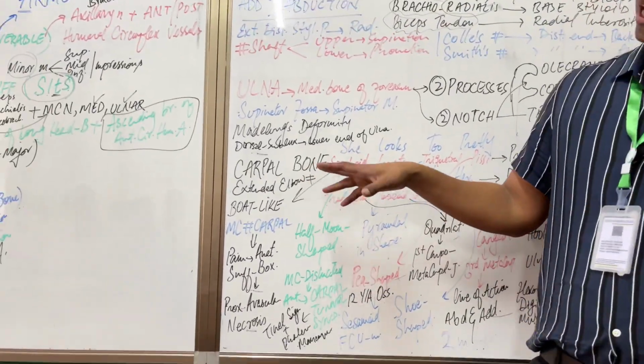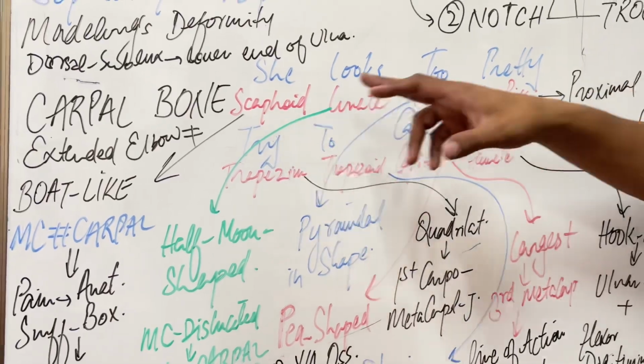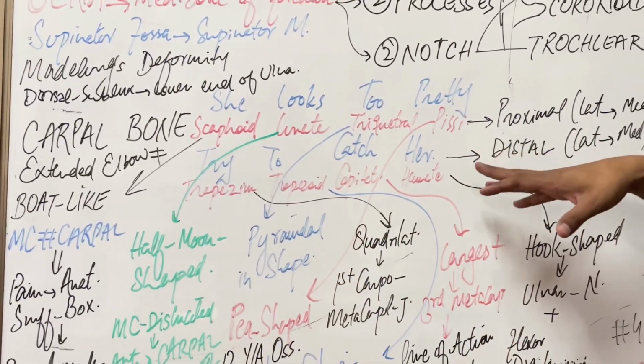Then we talked about some carpal bones. For the carpal bones, we have a mnemonic: She looks too pretty, try to get her. Scaphoid, lunate, triquetral, pisiform, trapezium, trapezoid, capitate, and hamate.